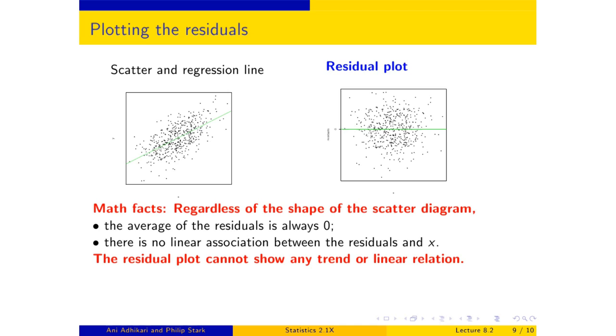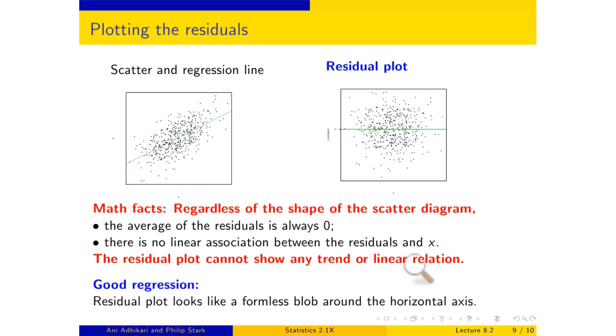And so what? Well, what we can do is we can use the residual plot to assess our regression and improve our regression. No residual plot can show trend or linearity, but residual plots can show pattern. But if they're showing pattern, then maybe your regression was not so good. The best regressions have residual plots that look like this, a formless blob about the horizontal axis.